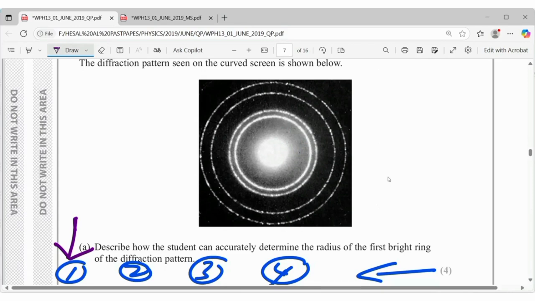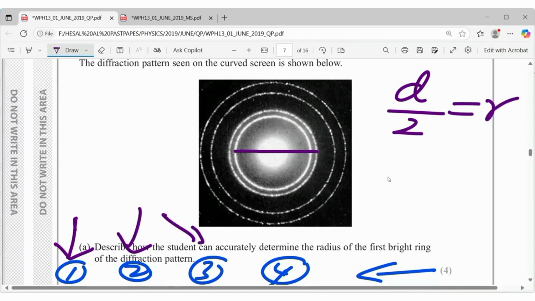Second point, how do we get the radius? Directly we can't find the radius. Instead, we can find the diameter. We have to measure the diameter of the first ring, and that value you can divide by 2. You can get the radius. But keep in mind, that is the second point, but the third point I am going to connect with this.